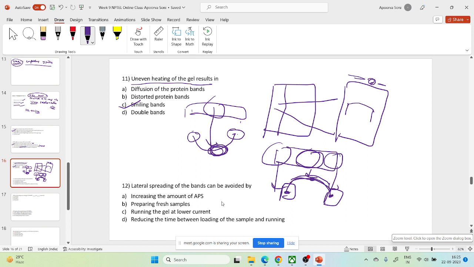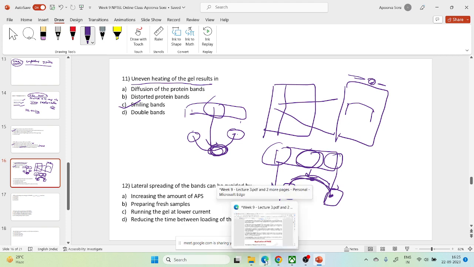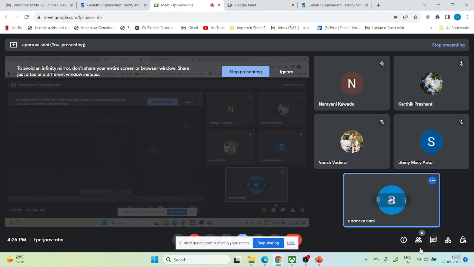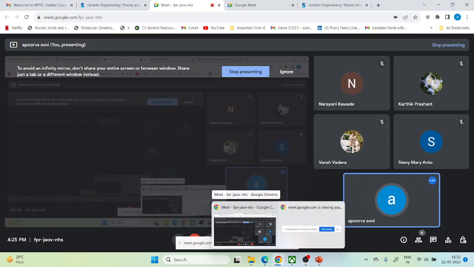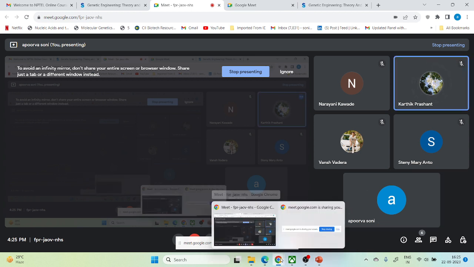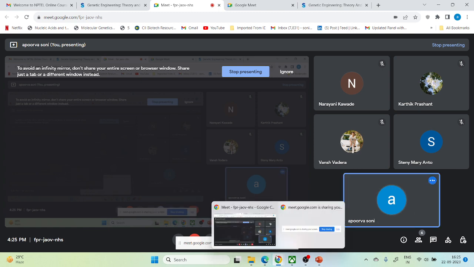How many of you have loaded samples either in agarose gel or in normal SDS gel, in any of the gels? Have you ever loaded a sample anywhere? Has anybody ever loaded samples? Nobody has loaded. Nobody has done agarose gel or SDS. Not yet, ma'am. Okay, fine, no problem.